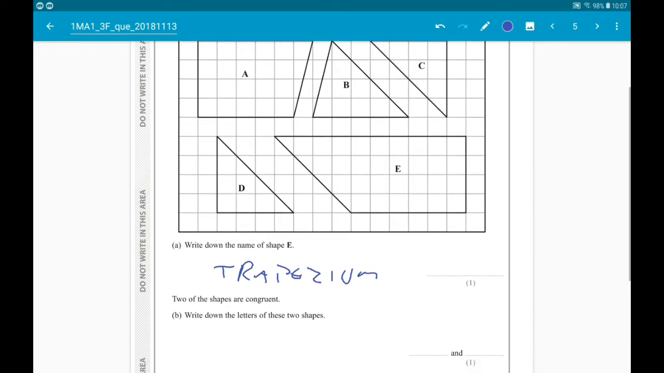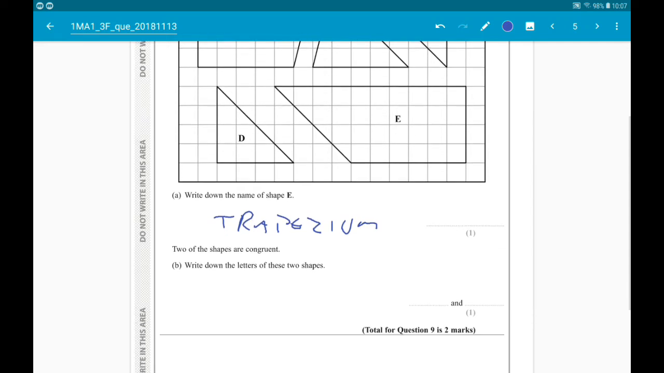Okay, then part B tells us 2 of the shapes are congruent. Write down the letters of these 2 shapes. So, congruent means exactly the same. So it's going to be the two right-angled triangles, which are C and D.